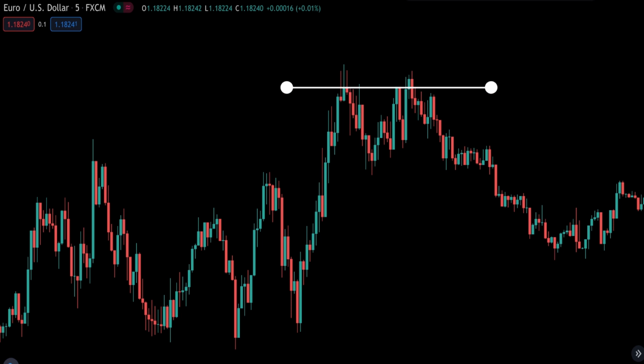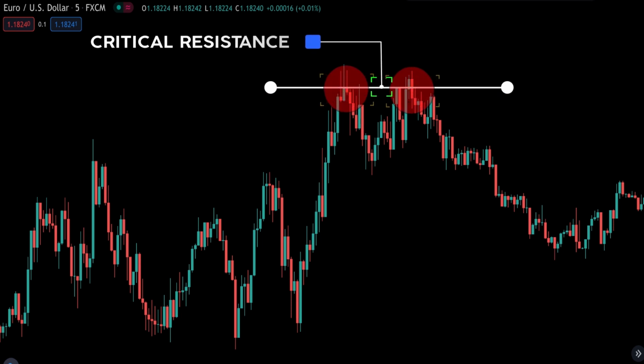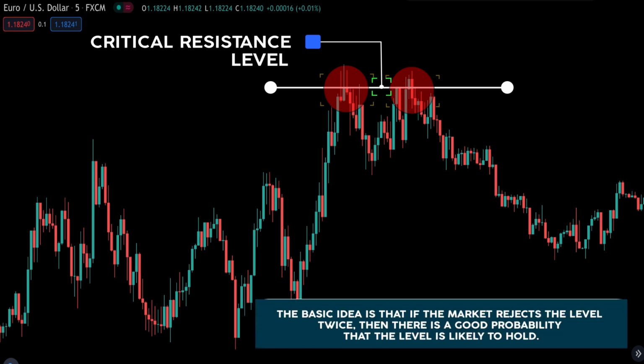This strategy involves identifying 2 highs or 2 lows at a critical support and resistance level. The basic idea is that if the market rejects the level twice, then there is a good probability that the level is likely to hold.